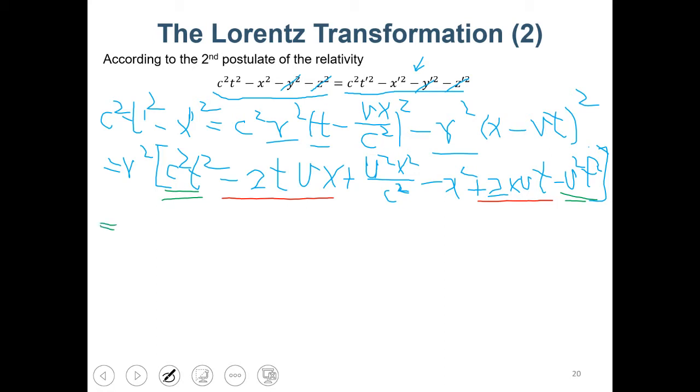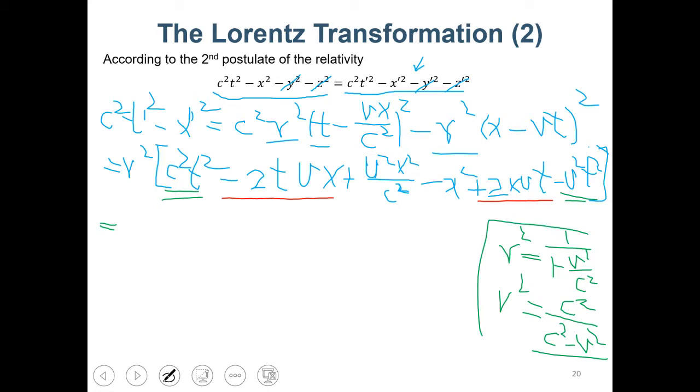And actually, gamma squared we can calculate like this: gamma squared equals 1 over 1 minus v squared over c squared, right? Without the square, this is 1 over the square root of that term. Then it will be nothing but c squared over c squared minus v squared, with c squared on the top. So we have gamma squared like this. And for that first term, we have c squared minus v squared multiplied by t squared.